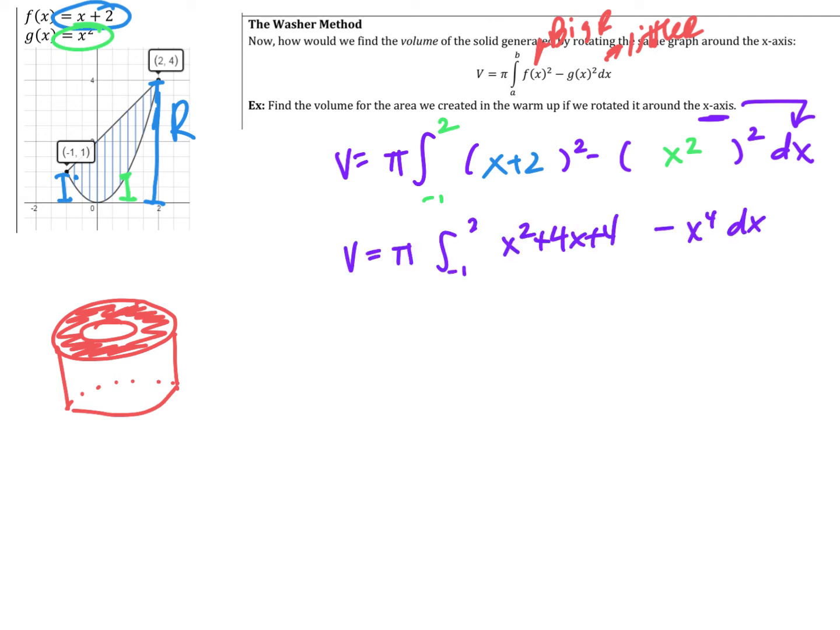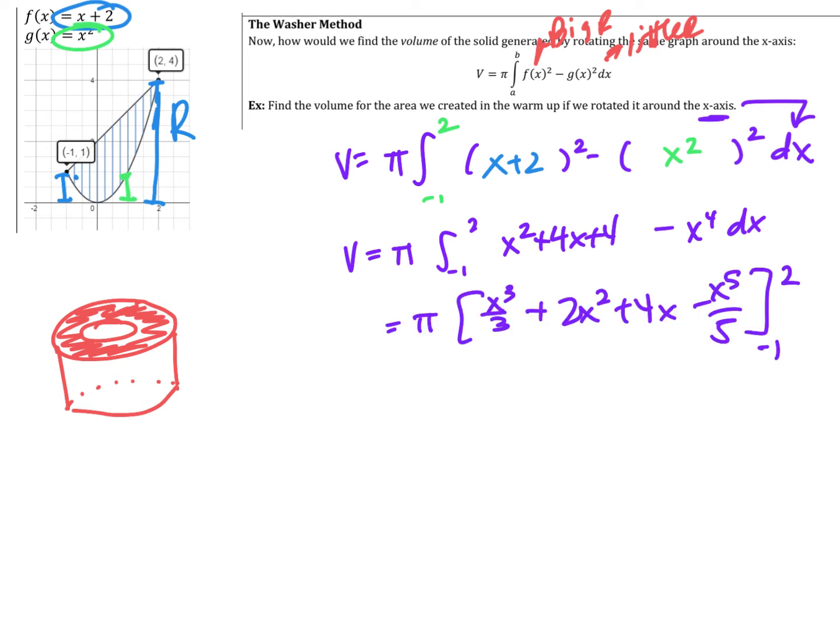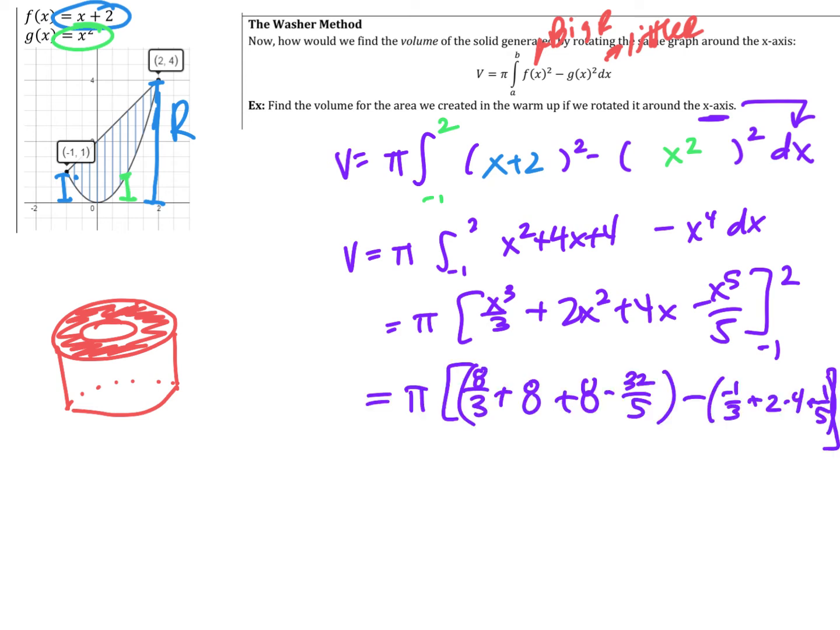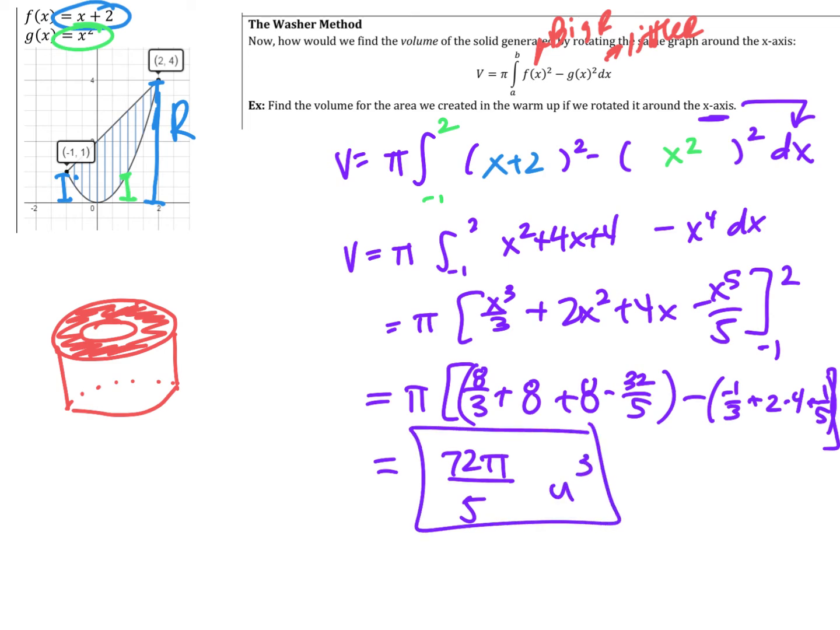So first we want to simplify this integral, then we want to find the antiderivative, then we want to substitute in our bounds and simplify. So here's the step with direct substitution, and then if we combine like terms and find a common denominator, we end up with 72 pi over 5 units cubed.